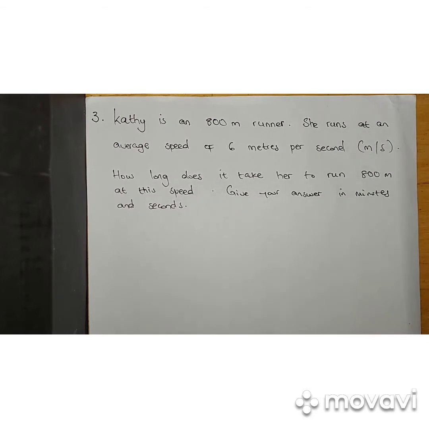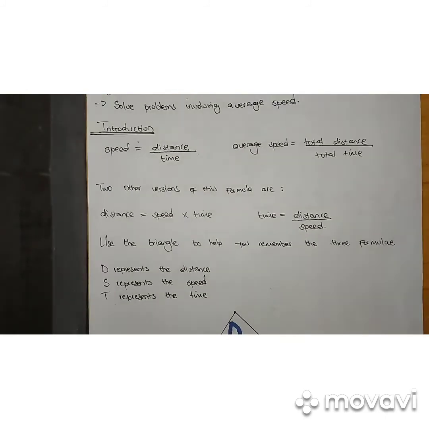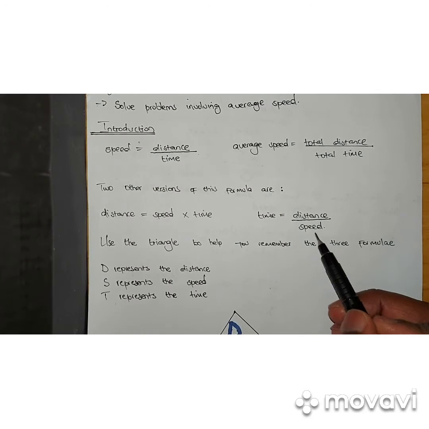Let us look at our third question. Katie is an 800-meter runner. She runs at an average speed of 6 meters per second. How long does it take her to run 800 meters at this speed? Give your answer in minutes and seconds. The first thing to note here is that question 3 requires us to find the time it took. So go back to your formulas and look at the formula for time. The formula for time, remember, is distance over speed.